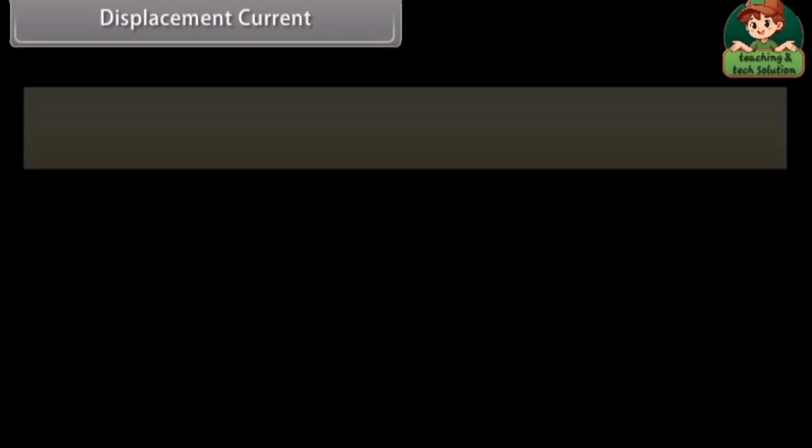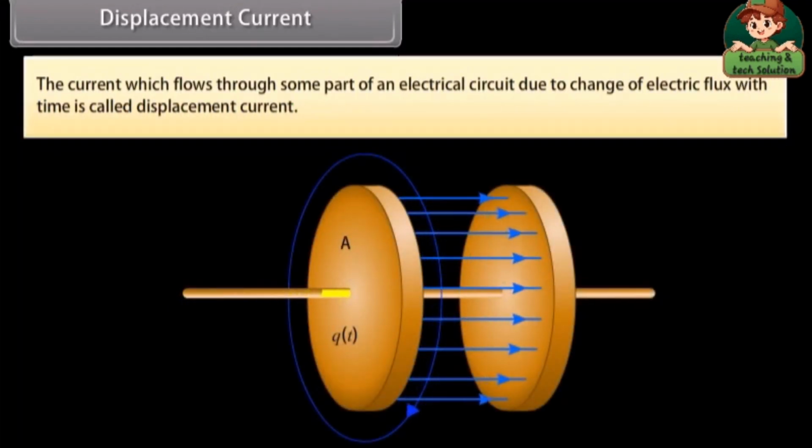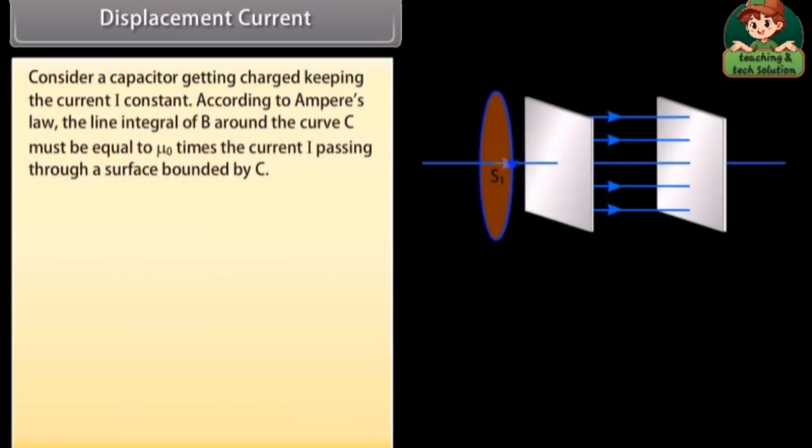Displacement current. The current which flows through some part of an electrical circuit due to change of electric flux with time is called displacement current. Consider a capacitor getting charged keeping the current I constant. According to Ampere's law, the line integral of B around the curve C must be equal to mu naught times the current I passing through a surface bounded by C.